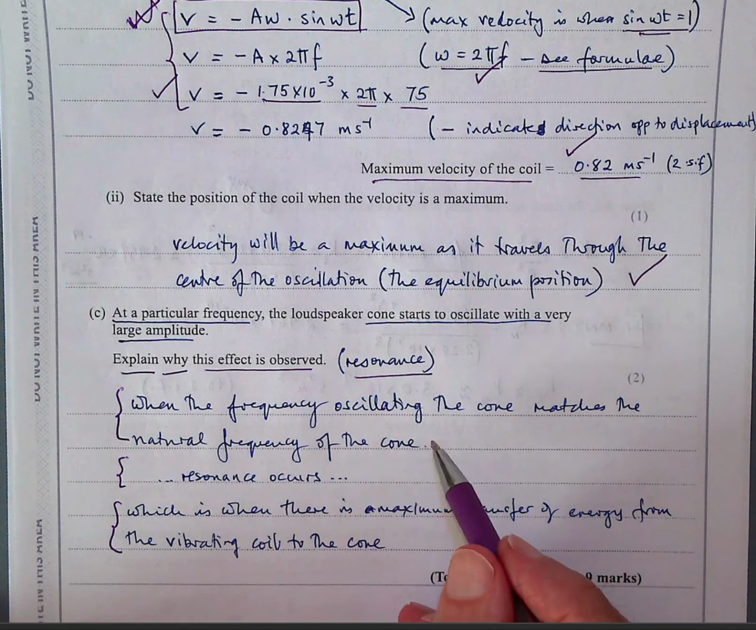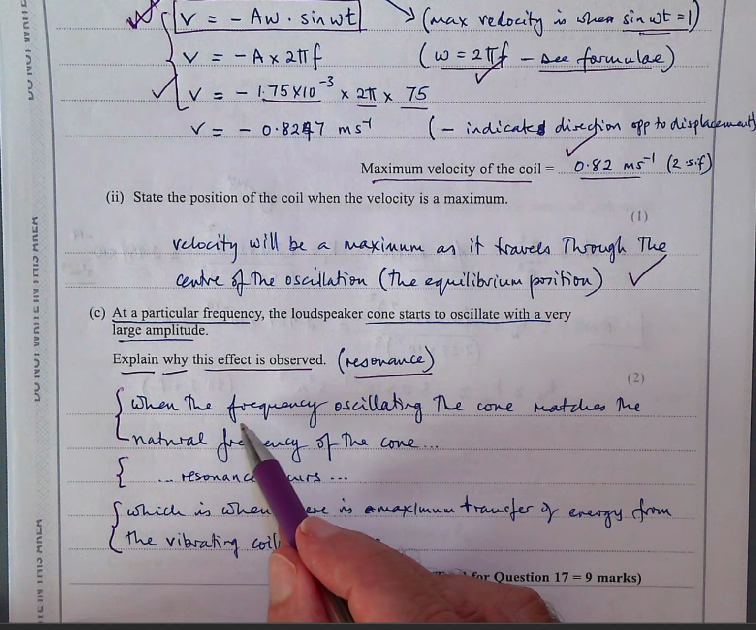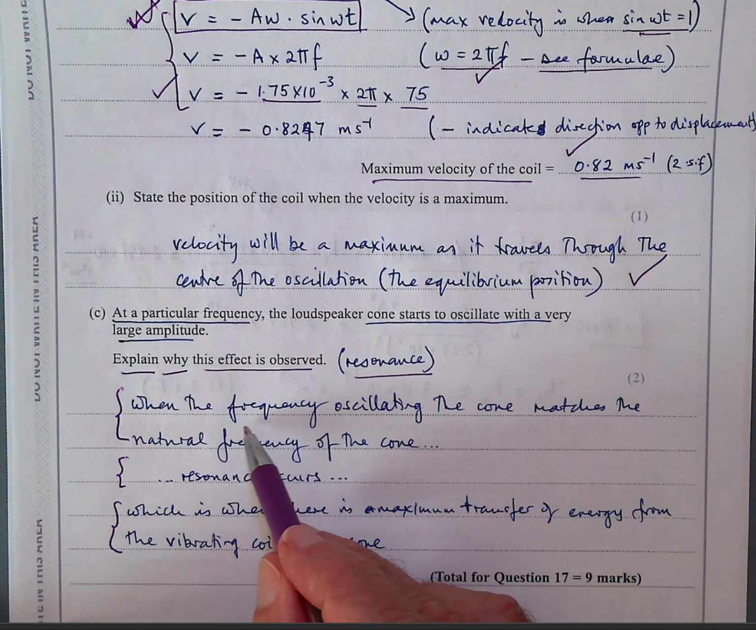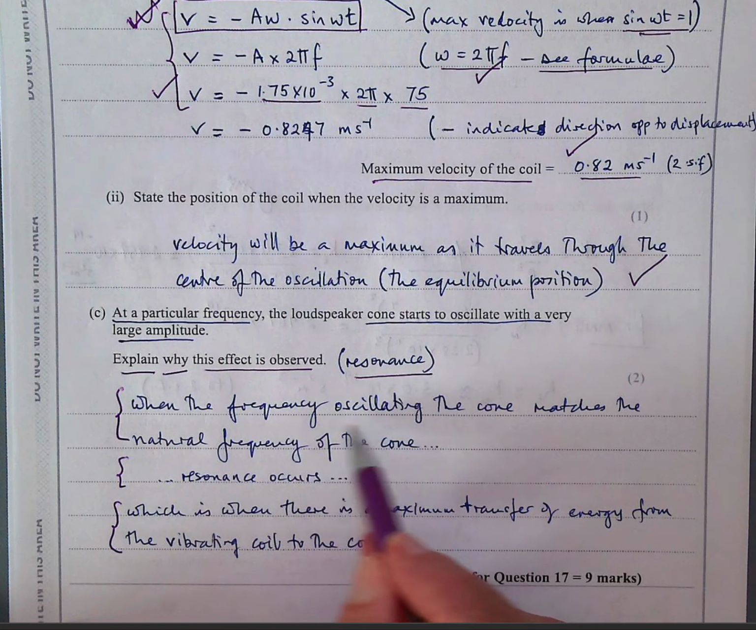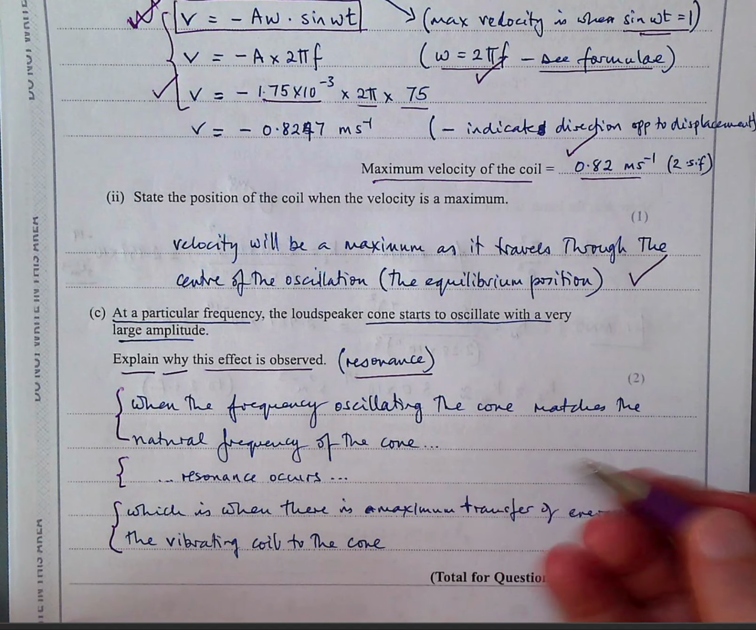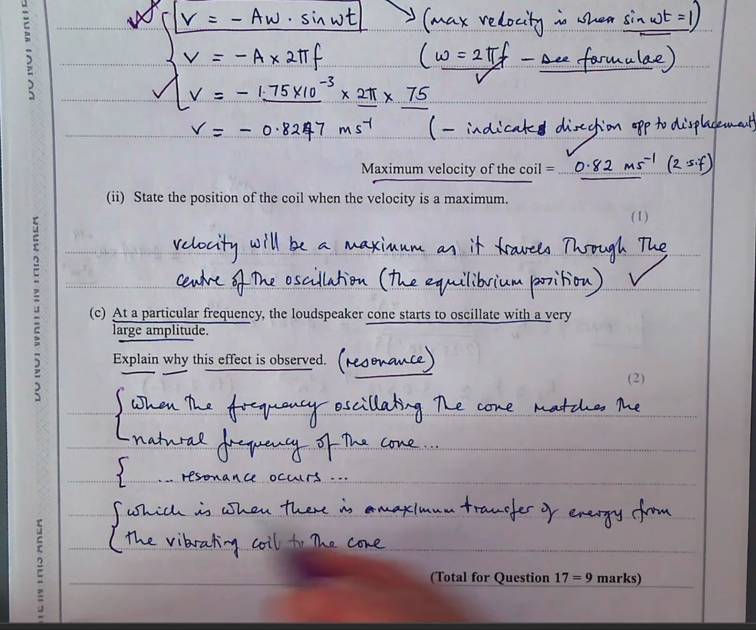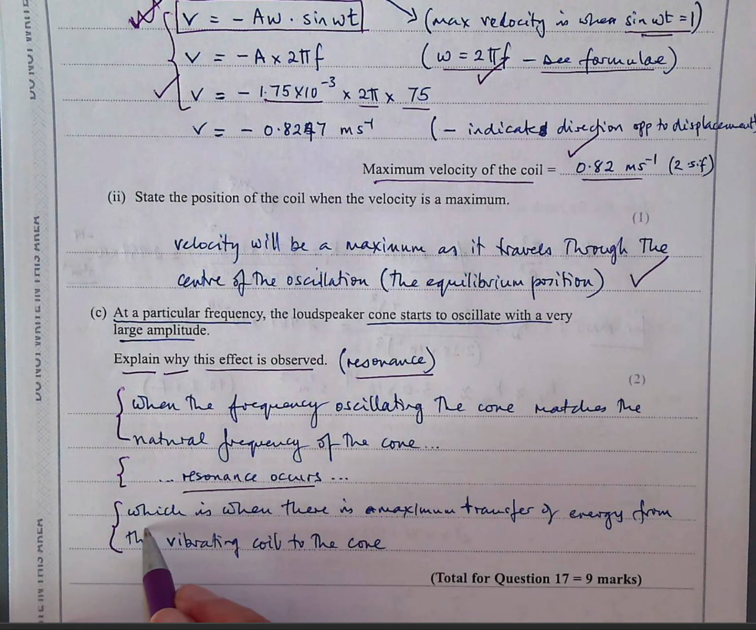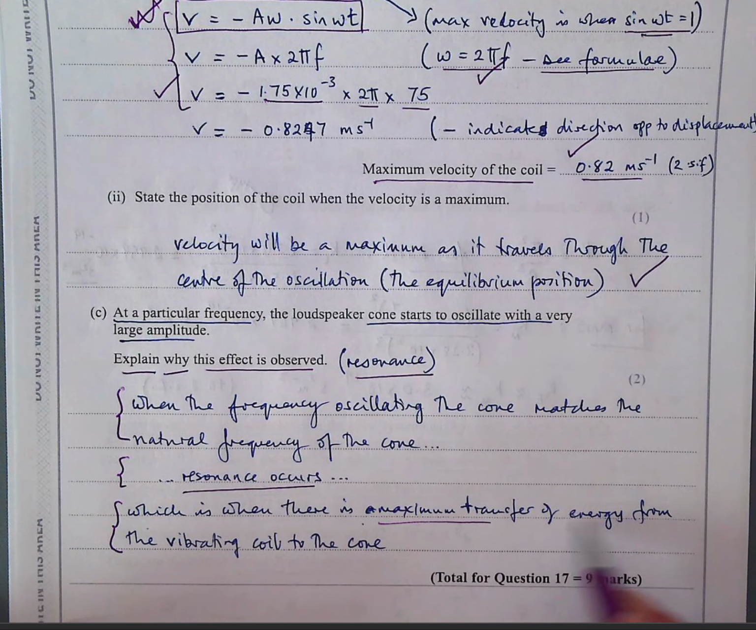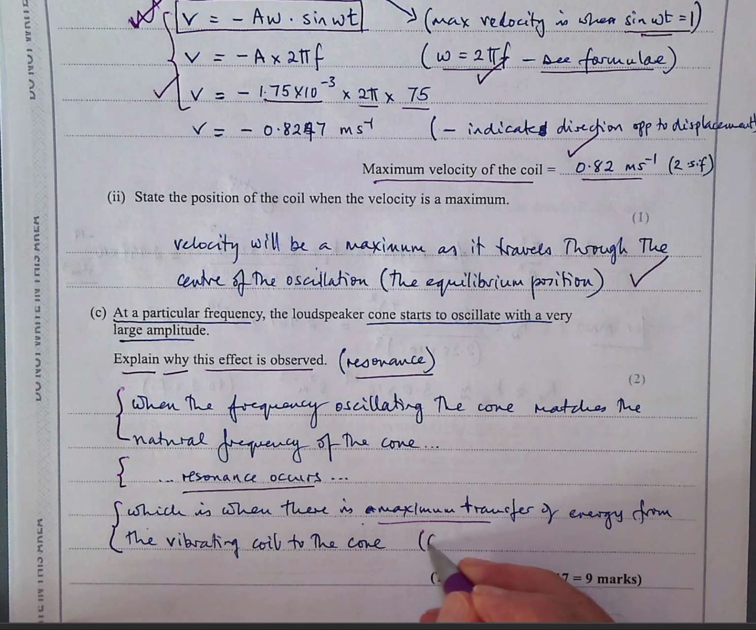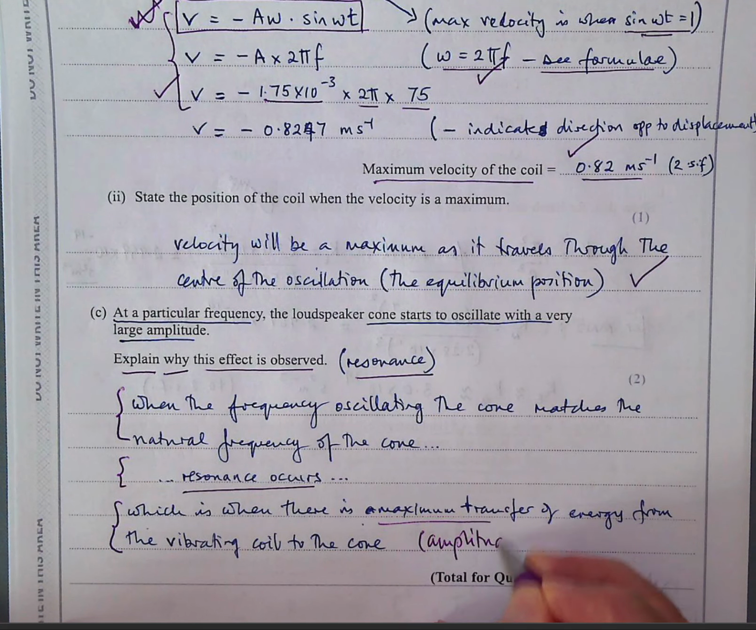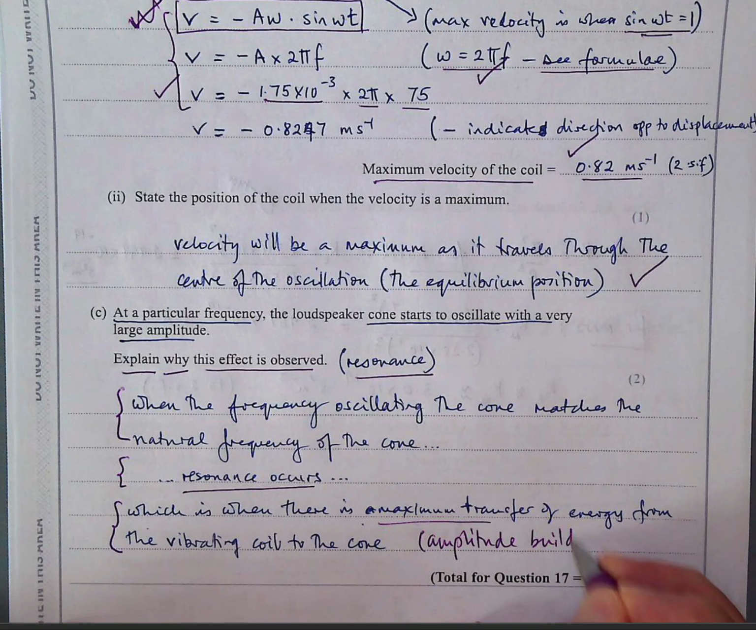So when it happens that the frequency the loudspeaker is producing, the AC, say 75 hertz, or whatever, matches the natural frequency of the cone, based on its dimensions, etc., this is when resonance occurs, which is when there is a maximum transfer of energy from the vibrating coil to the cone. So the amplitude builds up. At this point, when you get resonance, amplitude builds up.